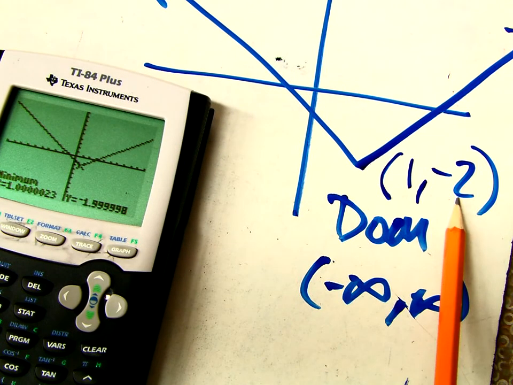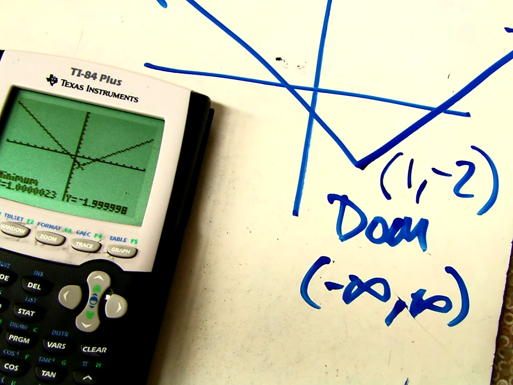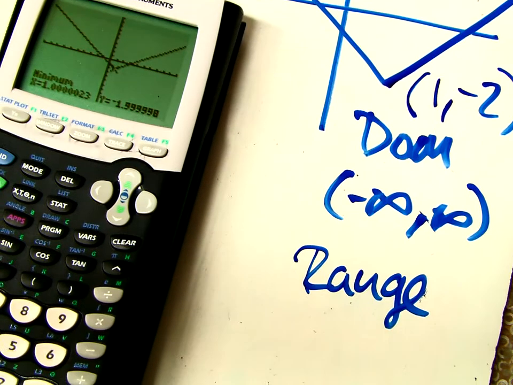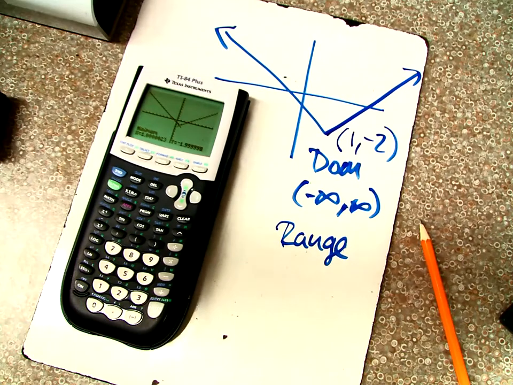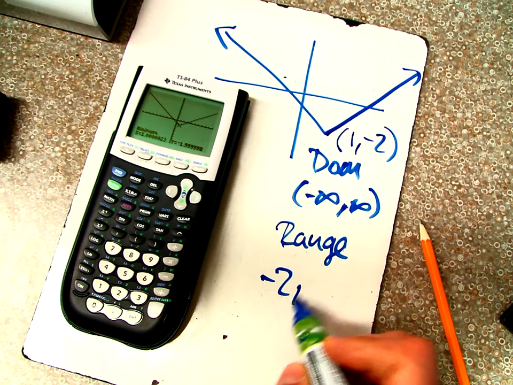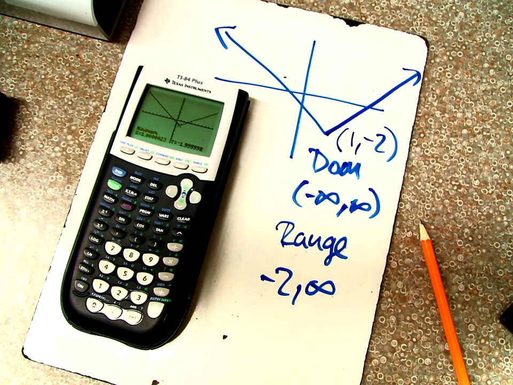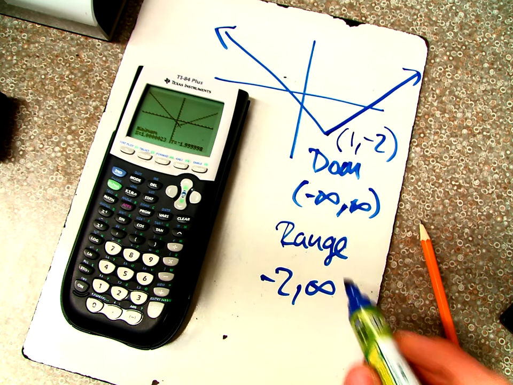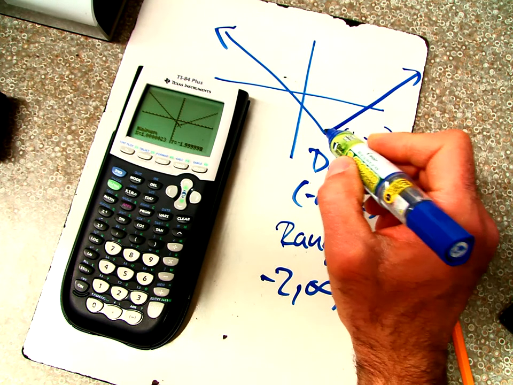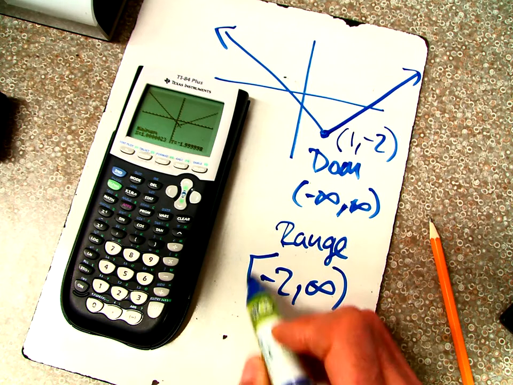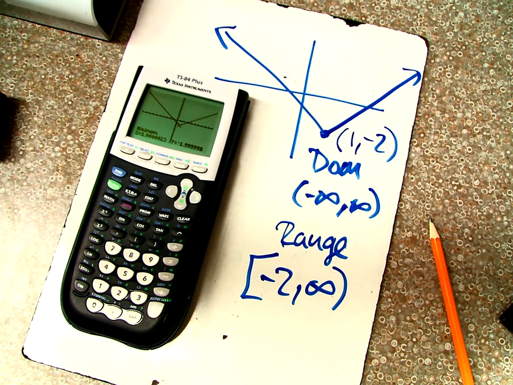Remember, the minimum is the y value. We use the y value, or in this case, negative 2, for the range. The range is from negative 2 to infinity. Okay, and then bracket or no bracket, that's when it's hard. Infinities always get parentheses, and then it's including that point, negative 2, so including bracket.